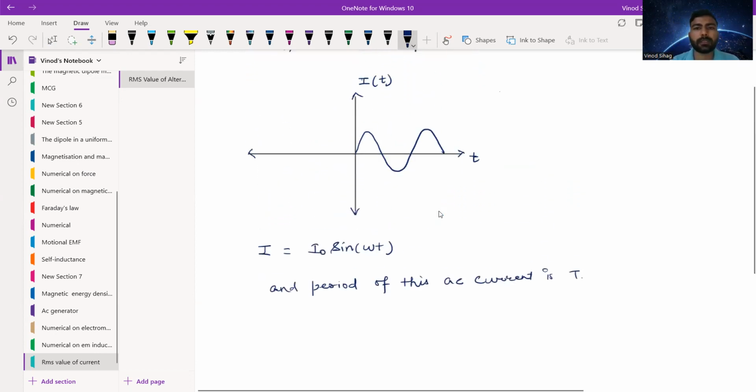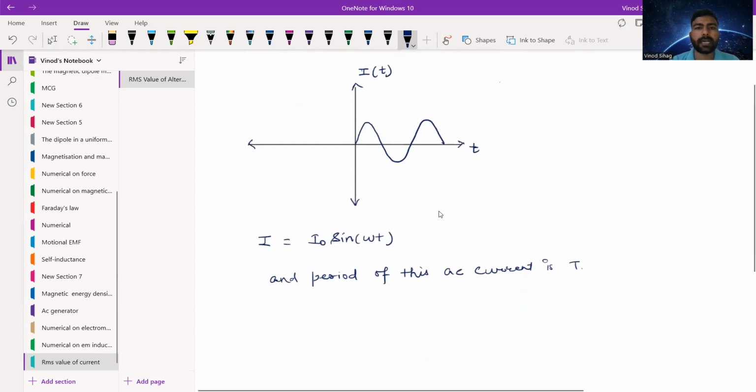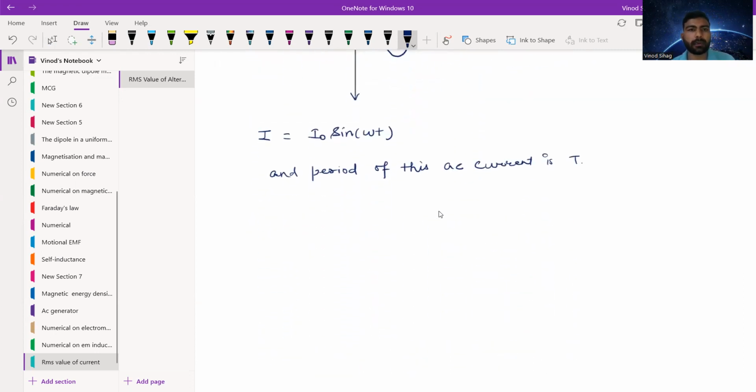So now, first of all, if we are finding out the RMS value, then we need to take care of three things. Let me write here RMS. So this divides into three parts: root, mean, and the third one is square.